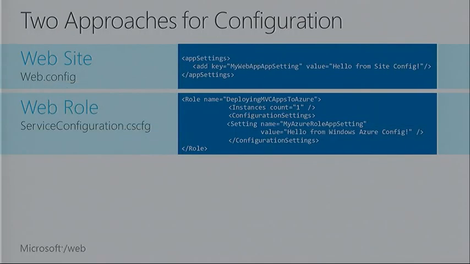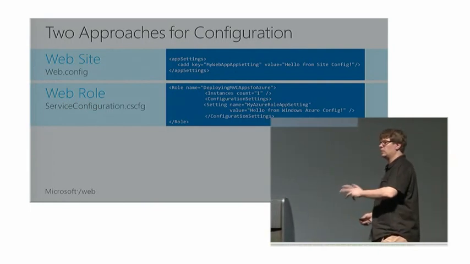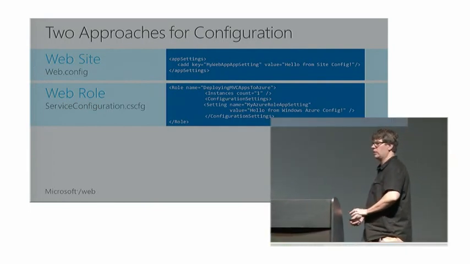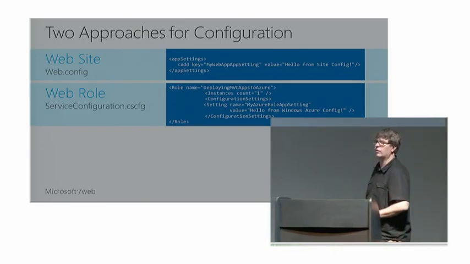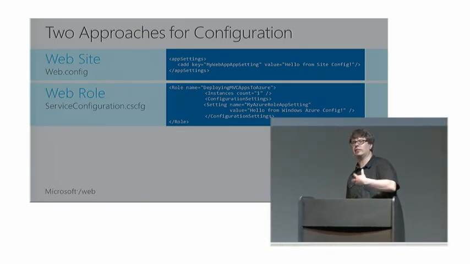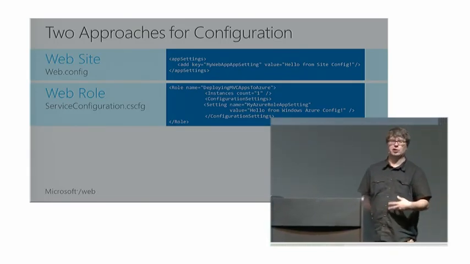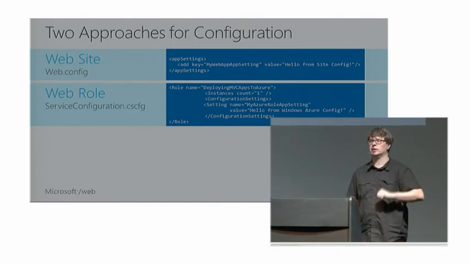Now, there are two approaches for configuration you need to know about. One of those is going to be, obviously, your web config file. Another one is going to be in your service configuration.cs config file. And that's the file that kind of configures your Azure cloud project.